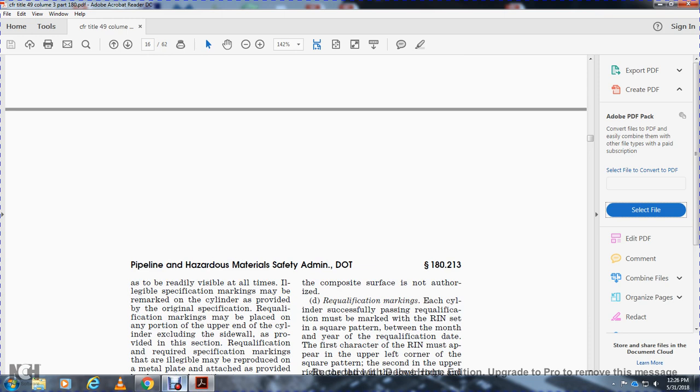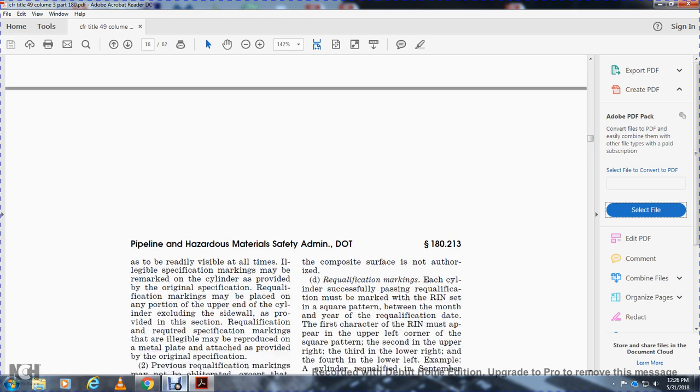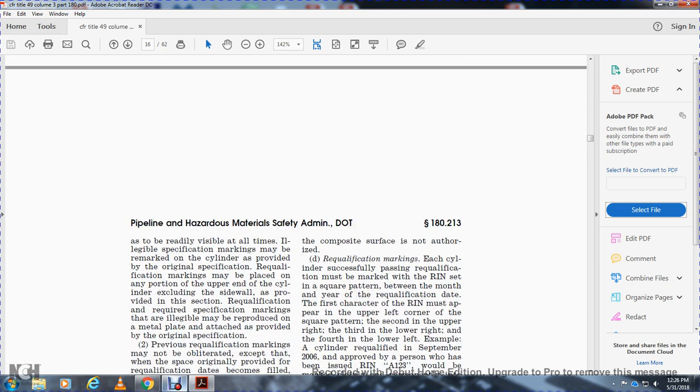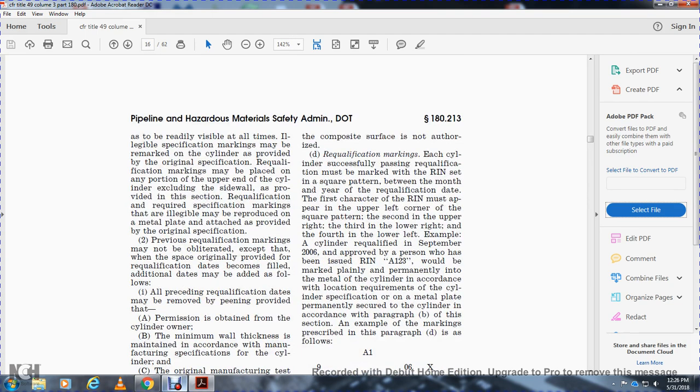Requalification marks may be placed within any portion of the upper end of the cylinder, but they may not extend onto the sidewall except as provided in the section. If the required specification marks are not legible, they may be reproduced on a metal plate attached to the cylinder, provided the original specification is maintained.